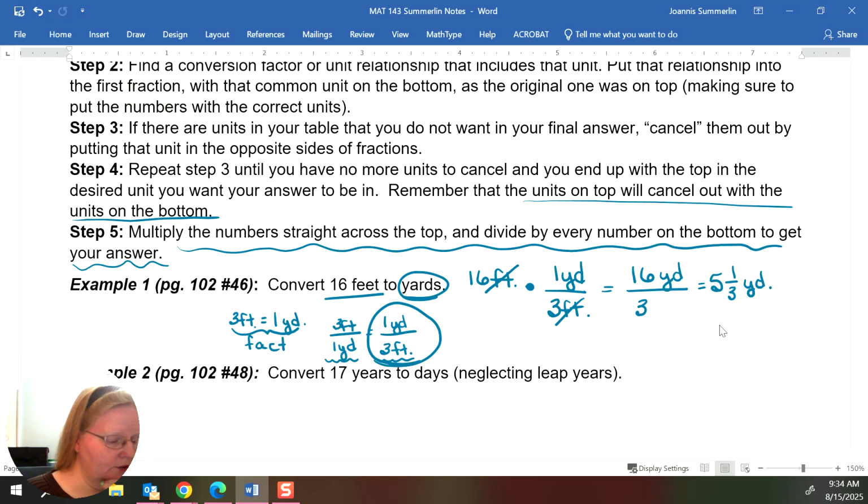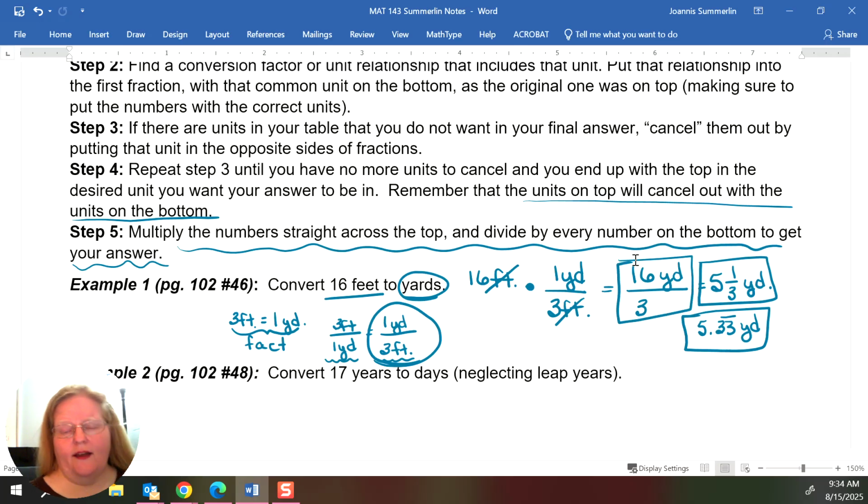If you did it in your calculator, you get 5.33 repeating yards. I would take either. If you got 16 over 3 yards and you wanted to leave it like that, I would take that. My math lab is going to tell you if they want you to leave it as an improper fraction or a mixed number or as a decimal rounded to a specific place. They're going to tell you which one they want. I would take any of those because it didn't tell you which one specifically they wanted.